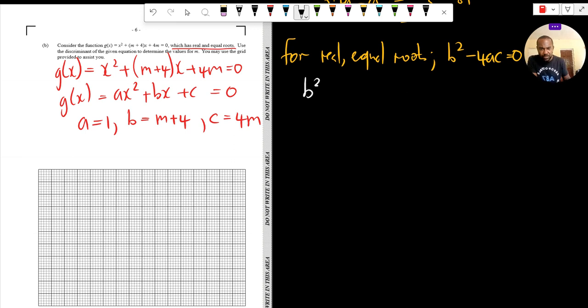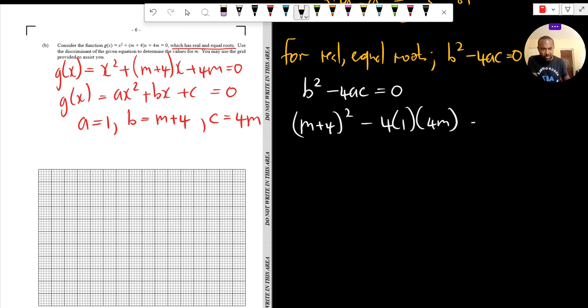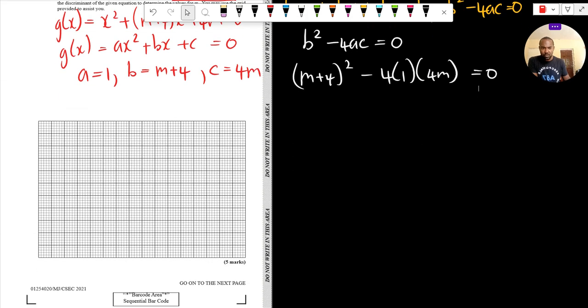So let's write it down. We can say that b squared minus 4ac is equal to 0. So we have (m plus 4) all squared minus 4 times 1, which is the value of a, and then c is 4m, and this is equal to 0, and we'll proceed to solving for m.